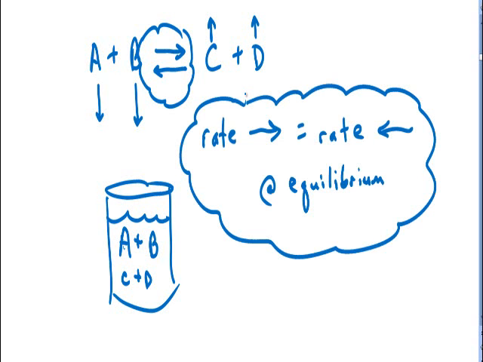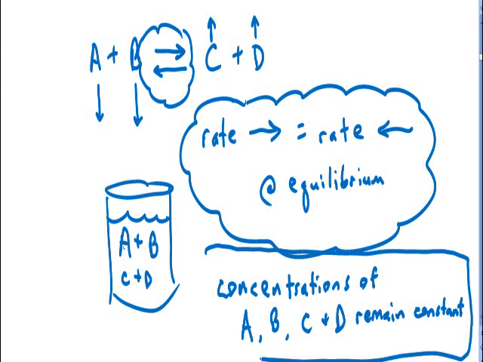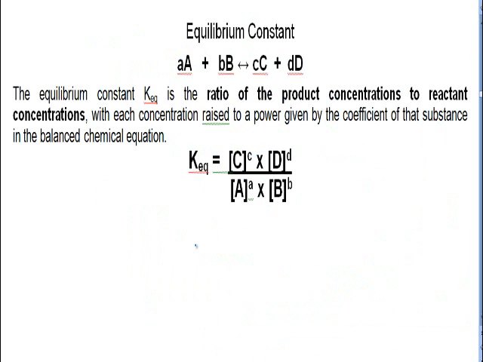When this occurs, the concentrations of the chemicals are now remaining constant. So at equilibrium, the concentrations of the chemicals involved remain constant. They're unchanging because the rate at which reactant is turning into product is the same as the rate at which product is turning back into reactant.